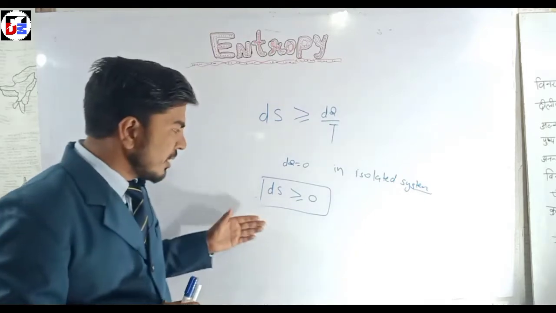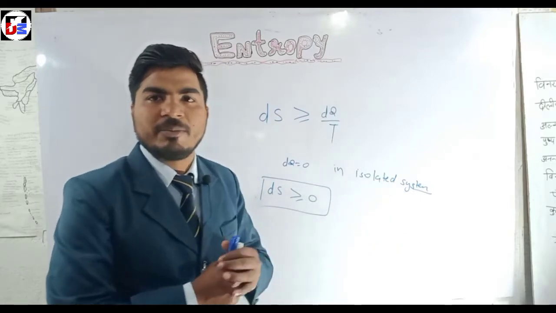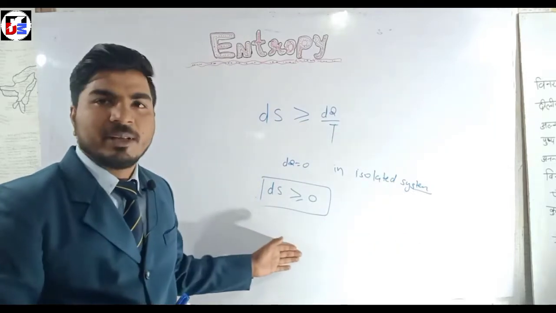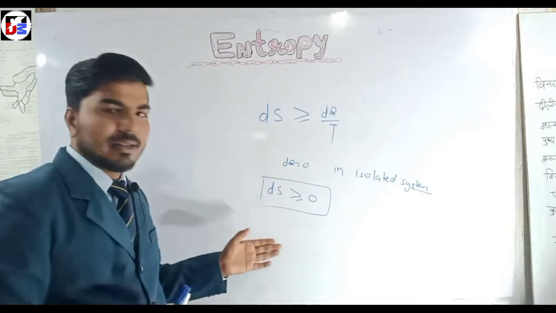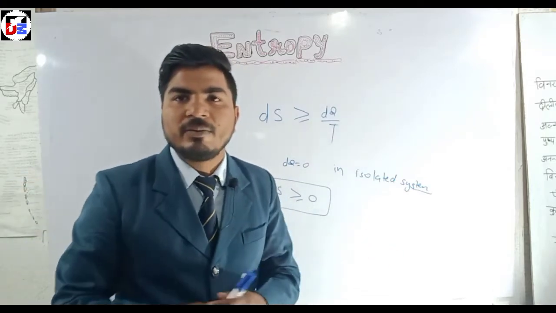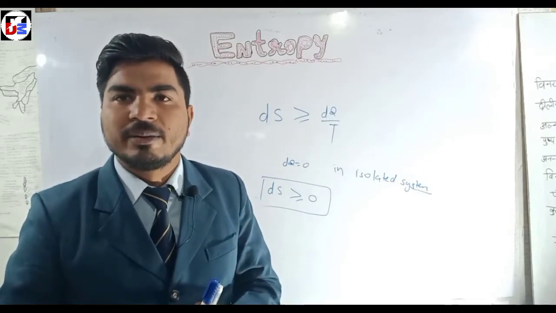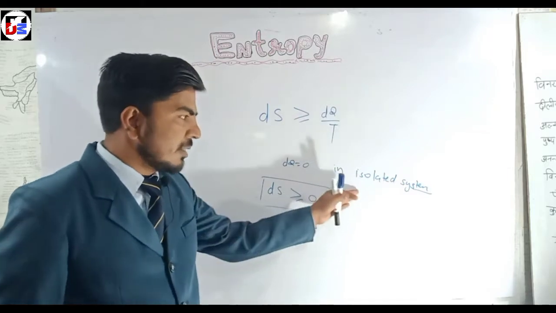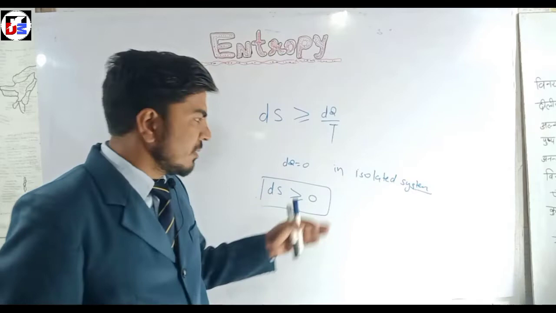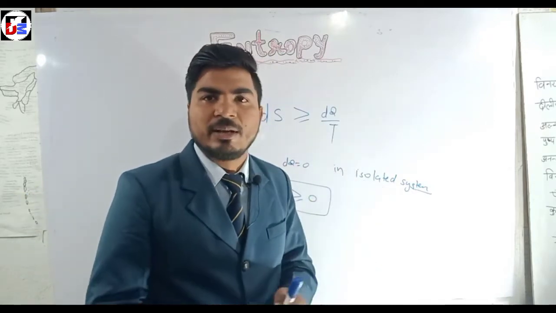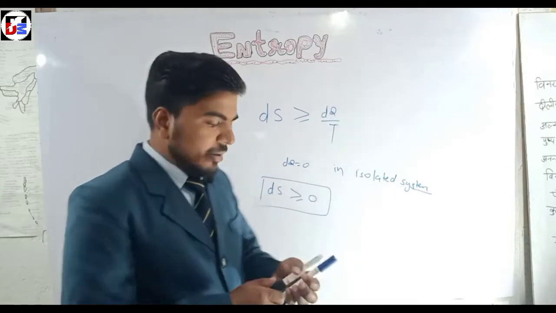If a process is reversible, then ds is equal to 0, and if a process is irreversible, then the entropy of the isolated system is always greater than 0. How can we relate this? The entropy of the universe is always increasing. The best example of an isolated system is the universe. The universe is considered as an isolated system.